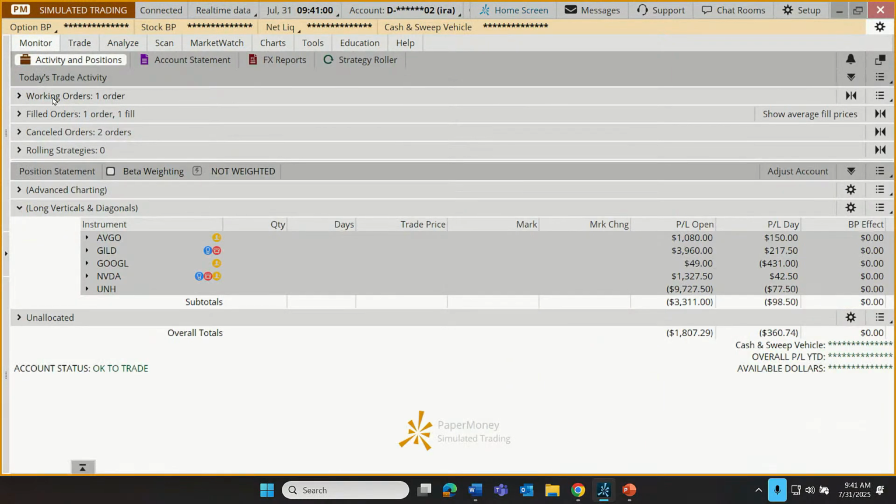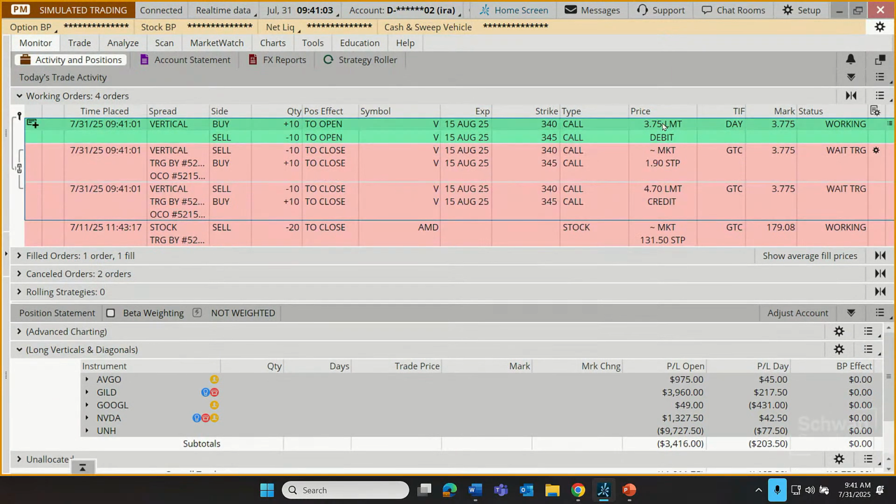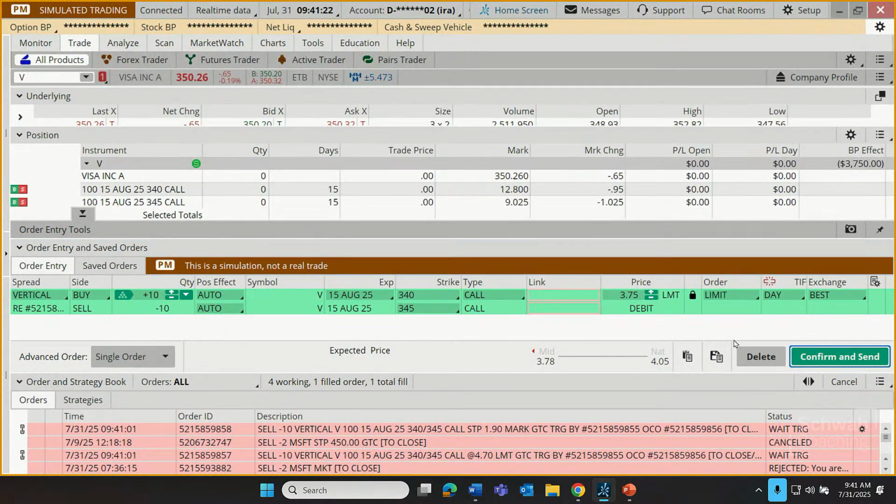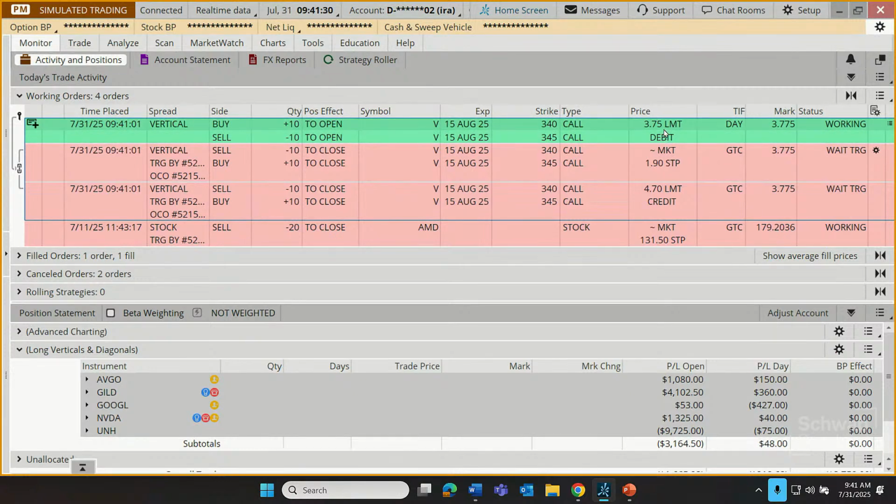I'm going to go to the working orders and see where, okay, we're offering a 375 debit. It's trading around 377. I don't know if that's going to fill. Let's give it a second here. We may have to do this: right click, cancel, replace that order. I'm going to wait. Let's see if we can get that for 375.